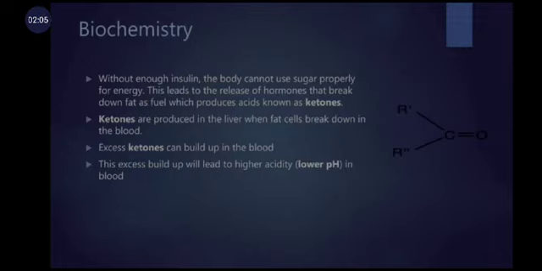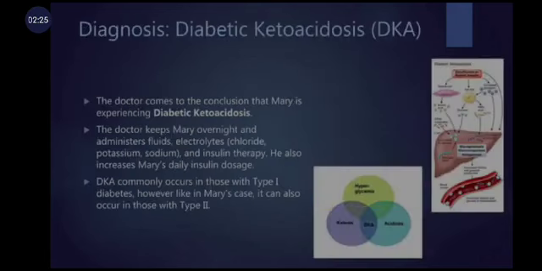Without insulin, the body cannot use sugar properly for energy. This leads to the release of hormones that break down fat as fuel, producing what are commonly called ketones. They are normally produced in the liver, and excess ketones can build up in the blood, which will lead to higher acidity in the blood. So we have concluded the diagnosis as diabetic ketoacidosis.